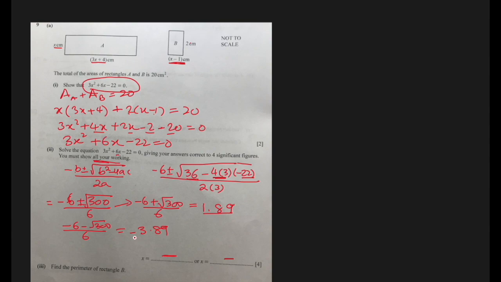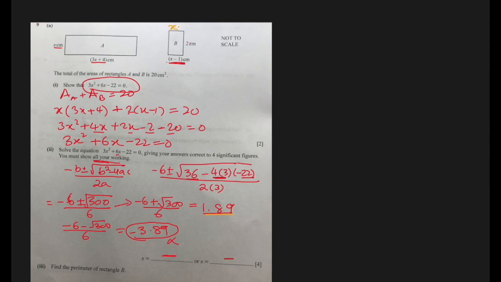So if I use this negative here in this one, it will not work because it will give you a negative length. That means we will not use this one. We will use 1.89 only. So let's use the perimeter.